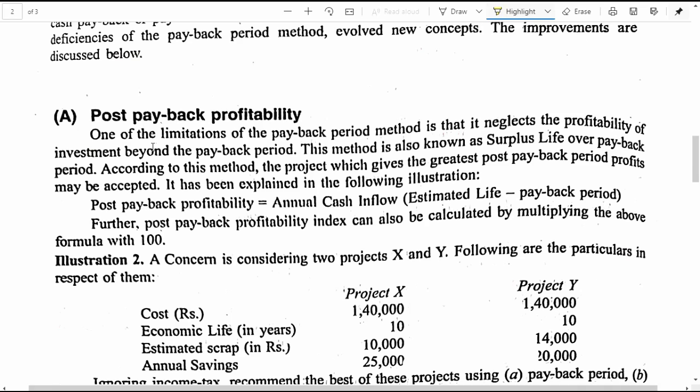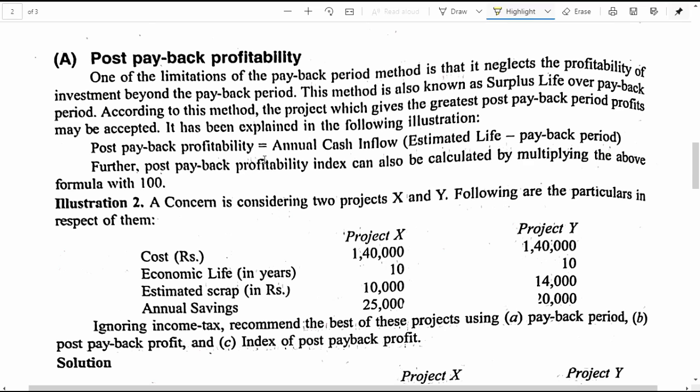Post-payback profitability. One of the limitations of the payback period method is that it neglects the profitability of the investment beyond its payback period. Once the payback period is calculated, the profitability of the project after the payback period is completely ignored by the traditional approach of payback period method. This method is known as surplus life over payback period. According to this method, the project which gives the greatest post-payback period profits may be accepted. It has been explained in the following example.